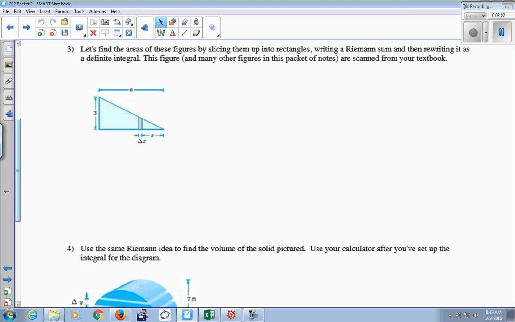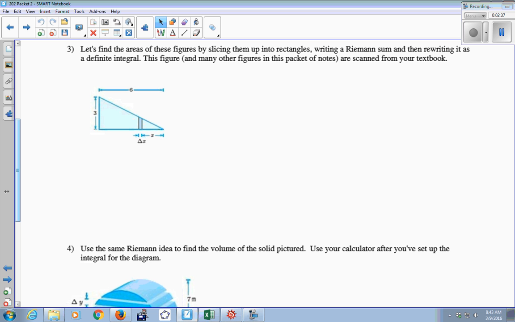All right, so we're going to find the area of this figure, this triangle. We could find the area of a triangle just because we know the formula. So what's the area of a triangle that's got a height of 3 and a base of 6? 9. Yeah, 1/2 base times height, right? For a triangle, this is not the most useful technique, but it can be applied to things we don't have formulas for. We'll start with a triangle because we know what the answer is supposed to come out to.